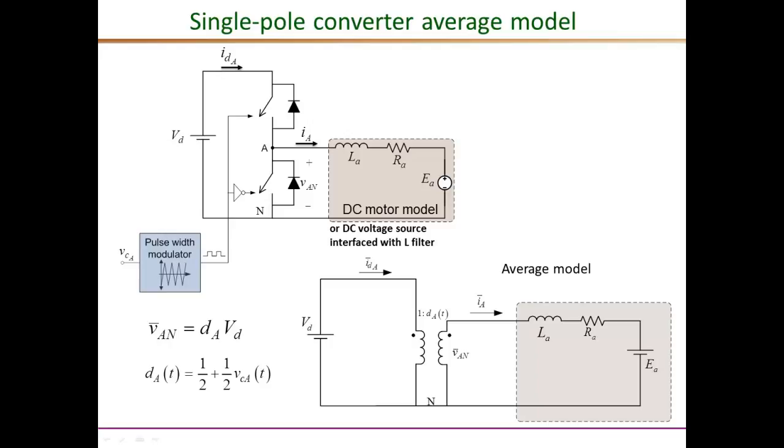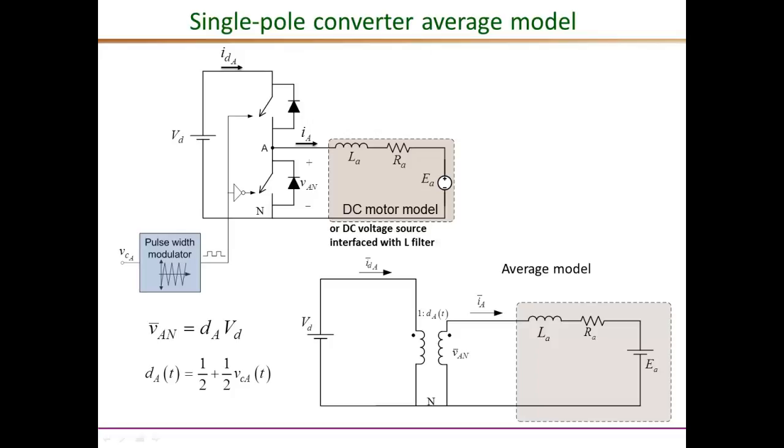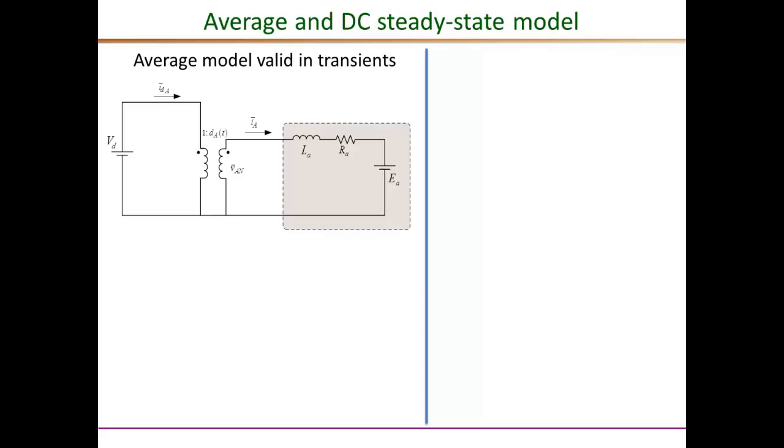It is the instantaneous duty ratio, and just from the transformer principles we can see that the average VAN bar is D times VD, and the D itself is 1/2 plus 1/2 of the control voltage as we derived in an earlier video. The average model that we derived is valid in transients.